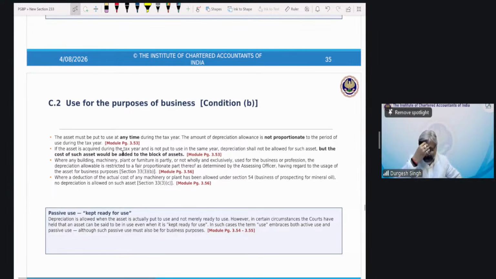Okay, students, one thing in the rate of depreciation: additional depreciation has been left. We have to come back to it. Students, tell me one thing over here. Use test, what did I tell you?